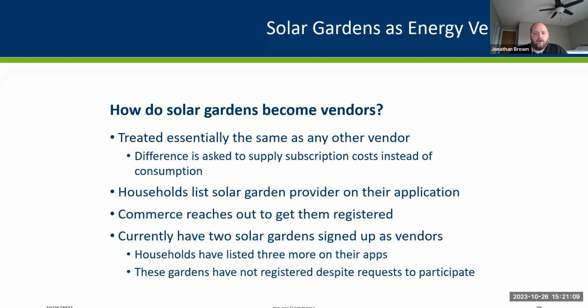And again, that's all pulled in a way to give us the full picture of a household's burden, so that when we generate their benefit, it isn't harming them to get that credit on their electric but not factoring what they're paying to participate in the garden. Households will list the solar garden on their application.